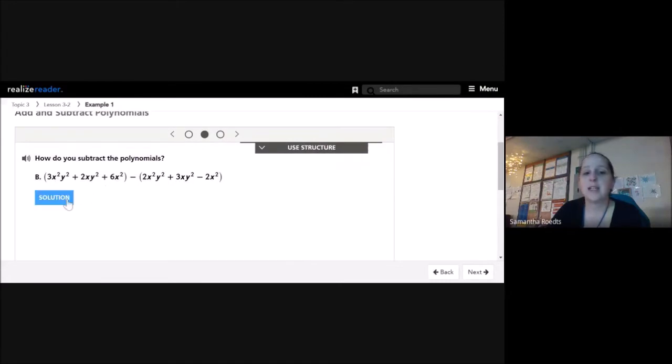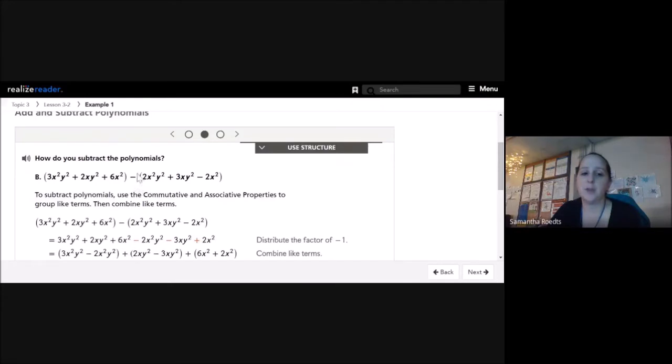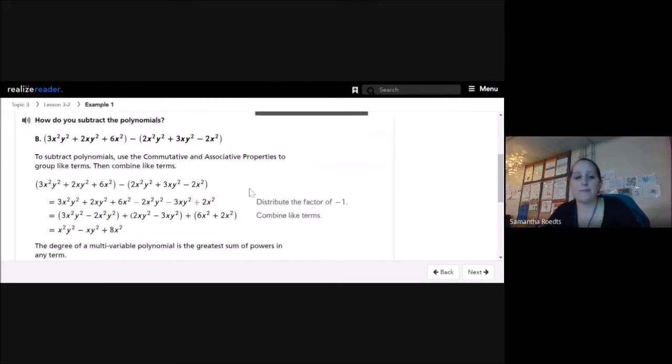Subtracting is very similar to adding, except with this minus sign, we're actually going to have to distribute that minus sign to everything inside that second set of parentheses. Just like we did way back in 7th, 8th grade math, even some pre-algebra and algebra 1, you're distributing this negative value, just like we did with integers and rational numbers. So to subtract polynomials, I use the commutative and associative properties to group like terms, then combine like terms. Again, I need to change this minus basically to a plus. In order to do that, I have to distribute it to each one of these.